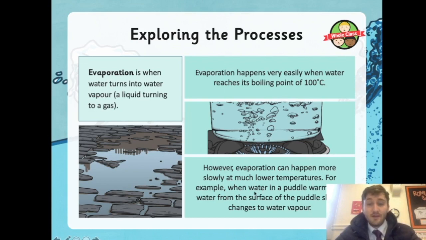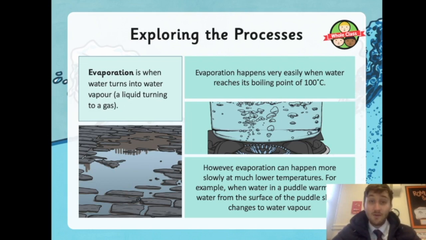For example, when water in a puddle warms up, water from the surface of the puddle slowly changes into water vapour. So this is something that we see. We might not notice it, but we see it all the time. So maybe when it just starts to rain outside and there's a puddle outside in the streets, and throughout the day, when the sun's on it, that water will disappear. And that is called evaporation.